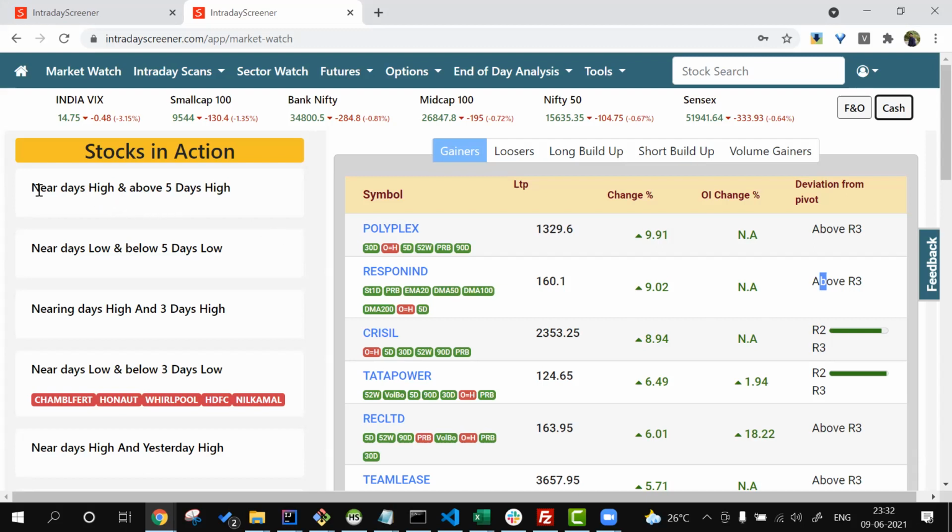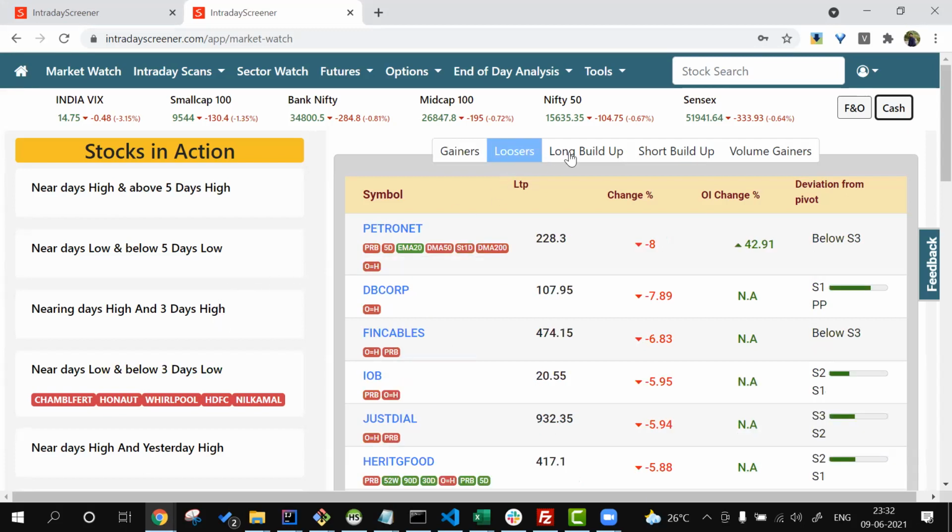On the left side, you can see the stocks which are near day's high, above 5 days high, near day's low and below 5 days low, near day's high and above 3 days high, near day's low and below 3 days low. So all these types of stocks, as soon as they come in the market, you can see. You can also see the losers. You can see the long build up.